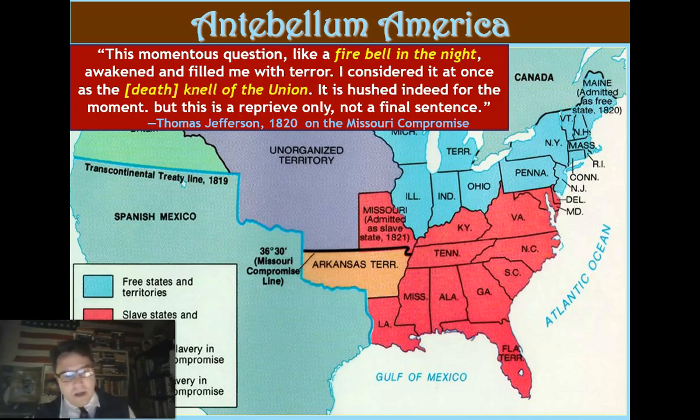What? That slavery would rip apart the nation? Yes, that's it. It is indeed hushed for the moment, thanks to the temporary fix of the Missouri Compromise. But this is a reprieve only, not a final sentence. And so if it sounds like Jefferson is saying that the question of slavery in the Western territories would so divide the country that it might result in a civil war, it's because that's precisely what he is predicting.